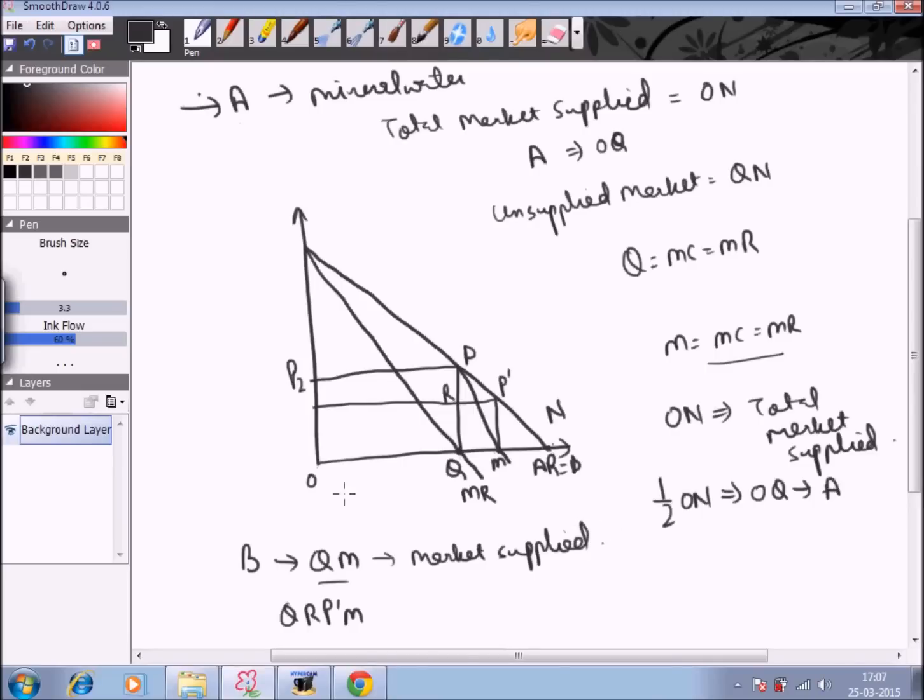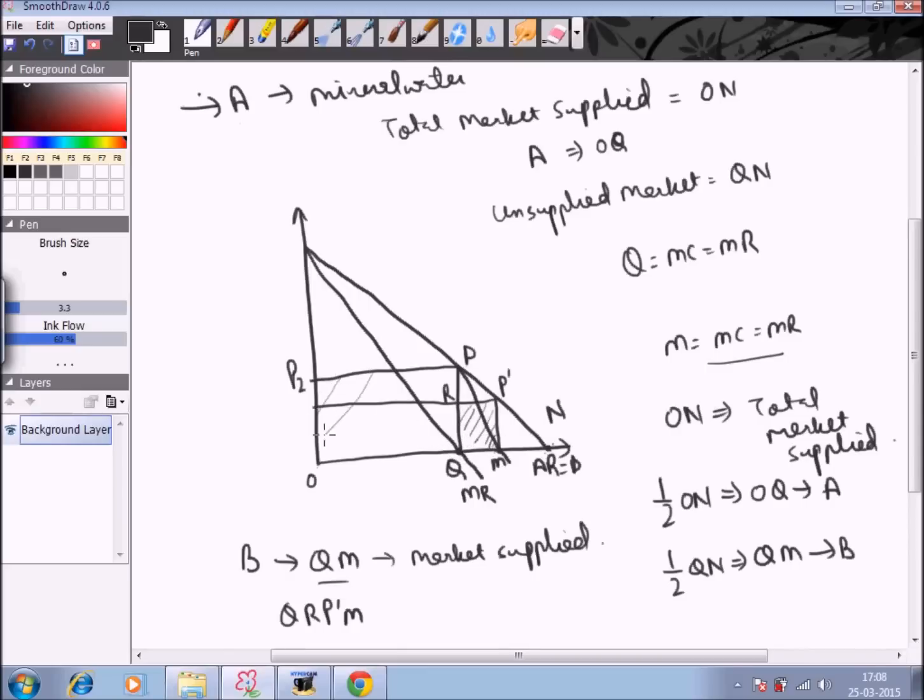I suppose it is clear. Then QN is the other half of the market. And out of that half of the market, when B enters into the competition, half of the market of QN is supplied by B, which is equal to QM. Now when B starts supplying half of the leftover market which was not supplied by A, B starts earning a profit because cost is 0. So this is the area of profit for B.